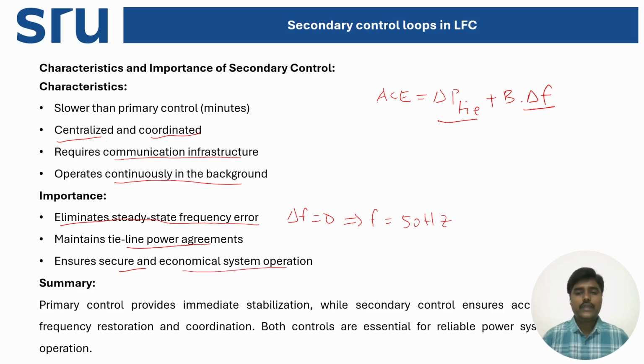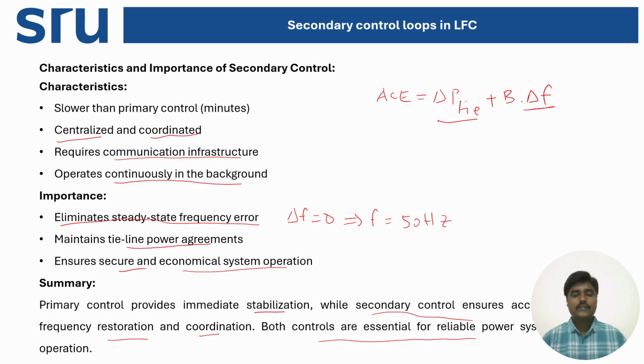As a whole, we can summarize that primary control provides immediate stabilization, whereas our secondary control ensures accurate frequency restoration and coordination. So both controls are essential for reliable power system operation. You cannot achieve reliable power system operation only by having primary control or only by having secondary control. So both primary and secondary control are very much important.